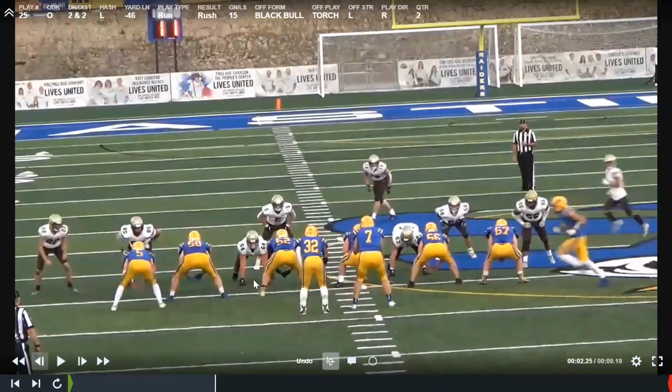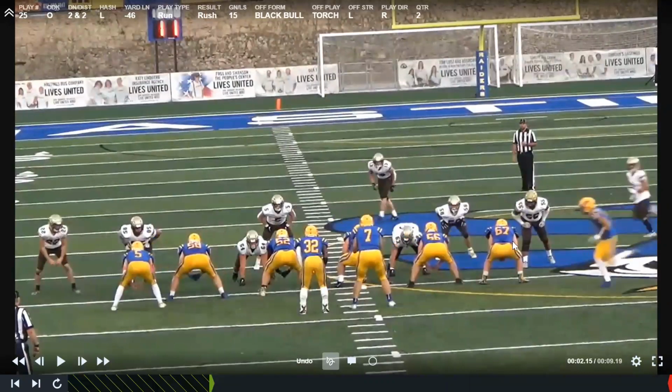Okay, we're running trap to the left. So trap to the left, you got to know if I'm either play side or backside. So backside, remember wheel and seal. So this tackle is going to see if this linebacker is going to blitz. If he does, then he'll take him. If not, then he's going to come back and block the C gap.